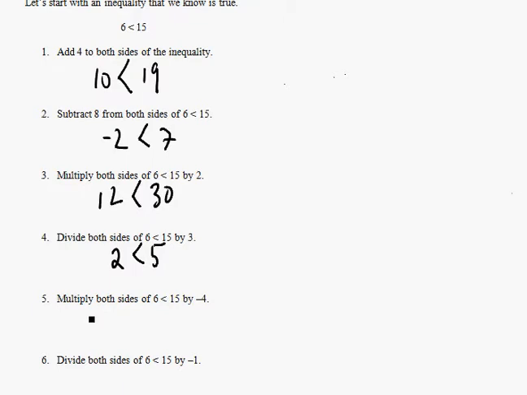Now let's multiply both sides of this inequality by negative 4. 6 times negative 4 is negative 24, and 15 times negative 4 is negative 60. Now this time, negative 24 is not less than negative 60. In fact, negative 24 is greater than negative 60. So when we multiply both sides of this inequality by negative 4, we have to switch the direction of the inequality in order for it to remain true.